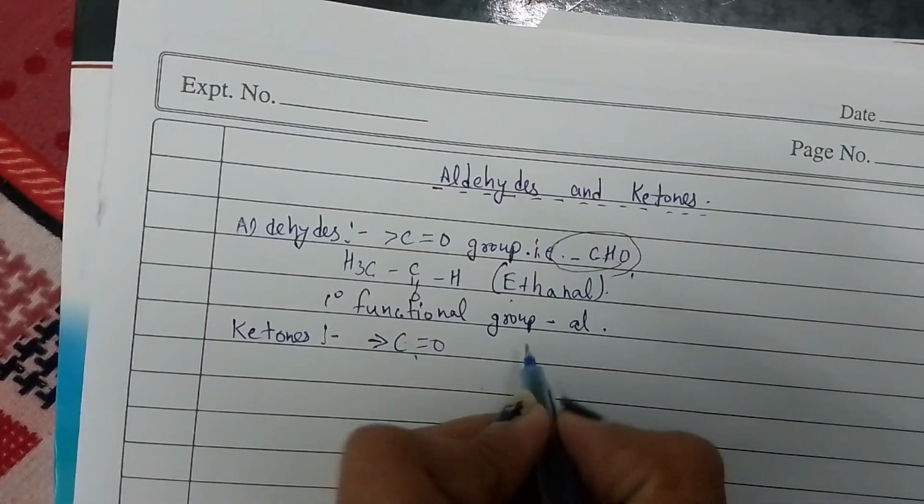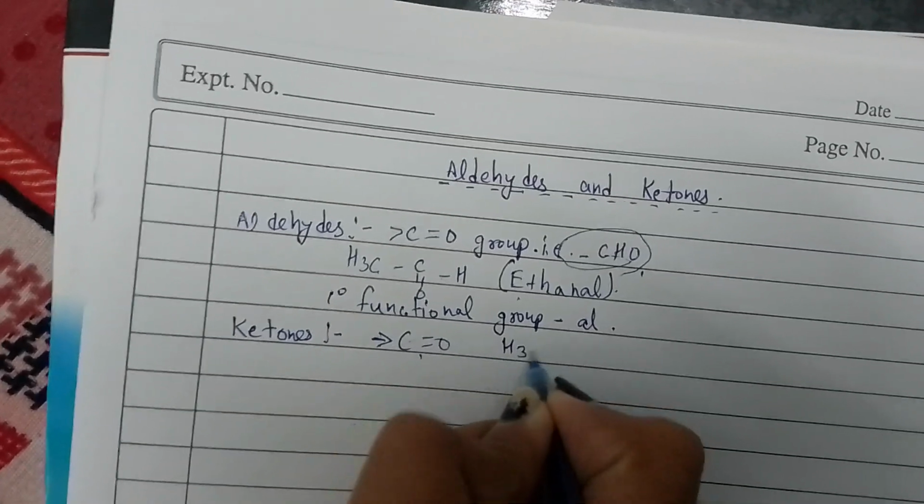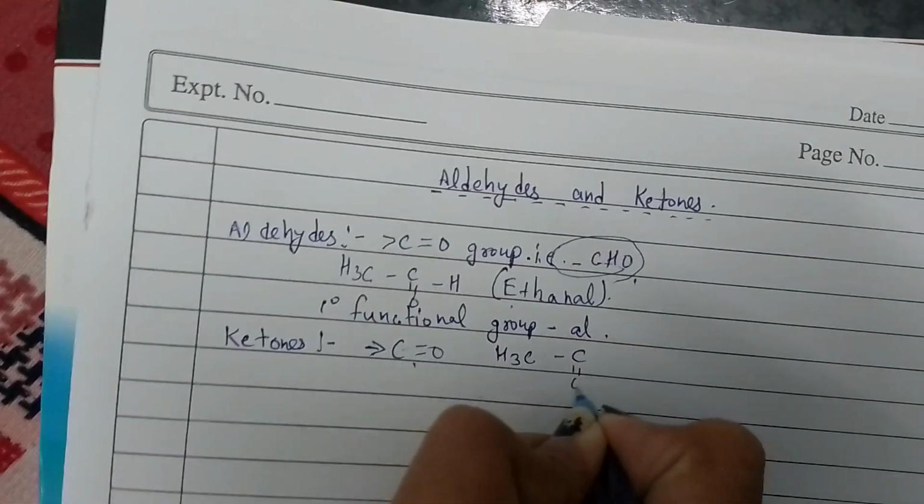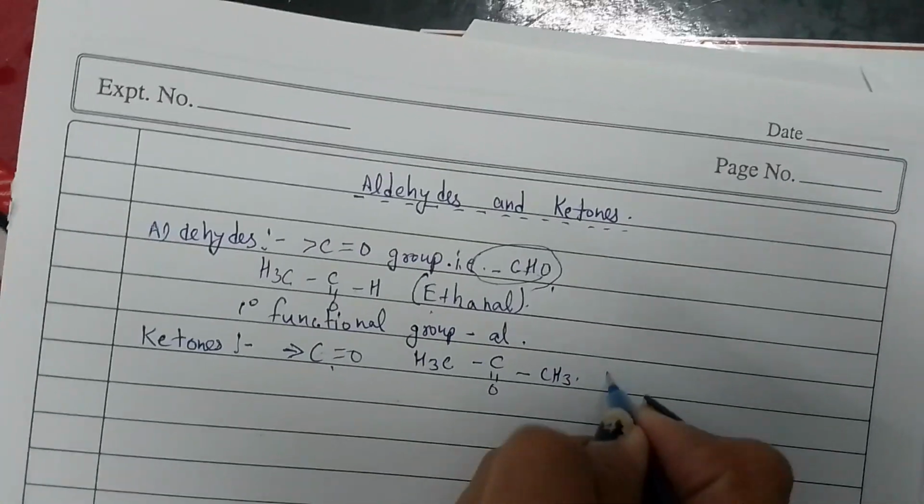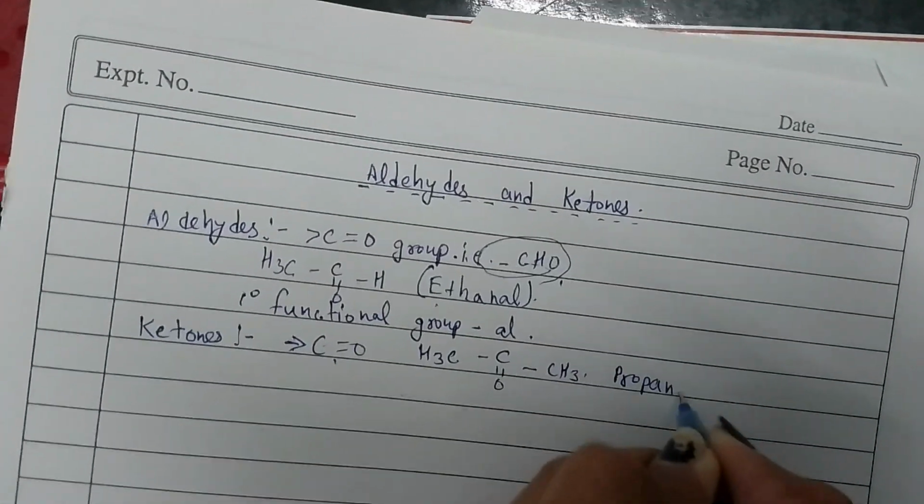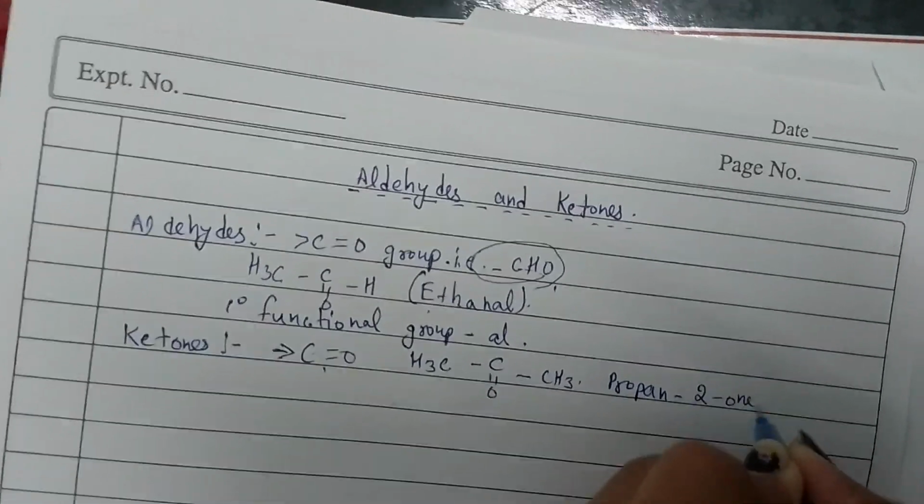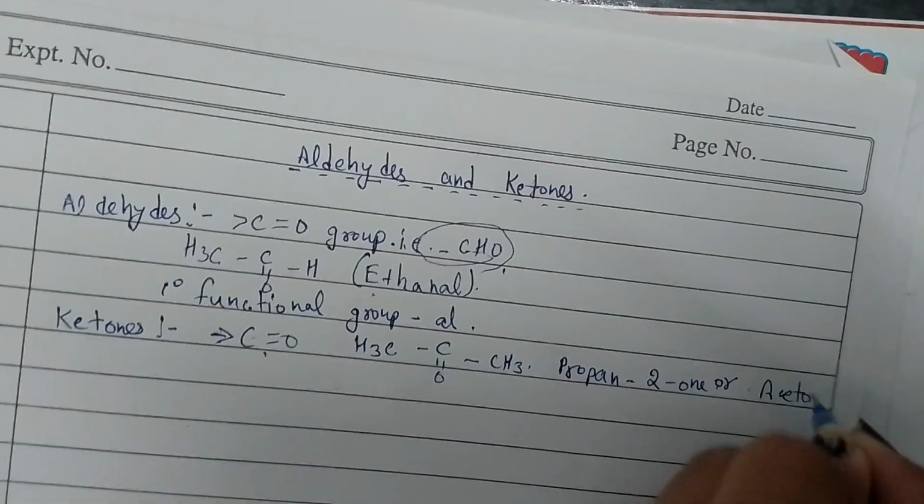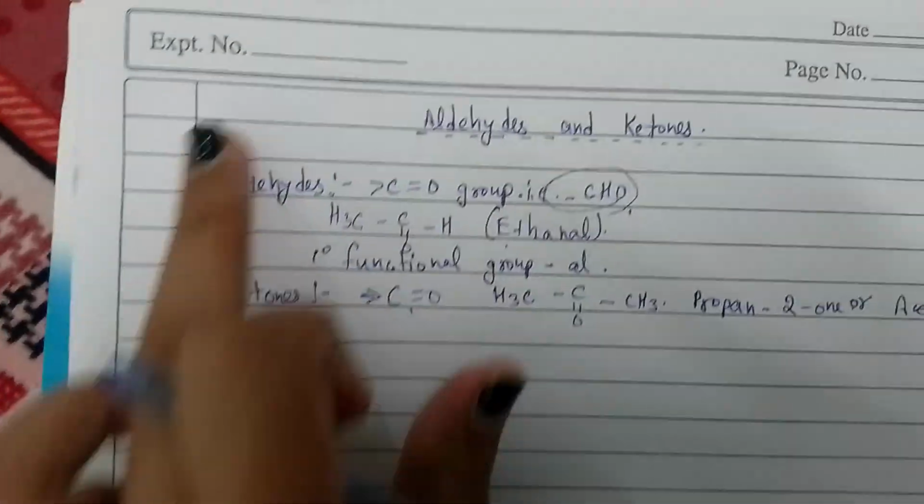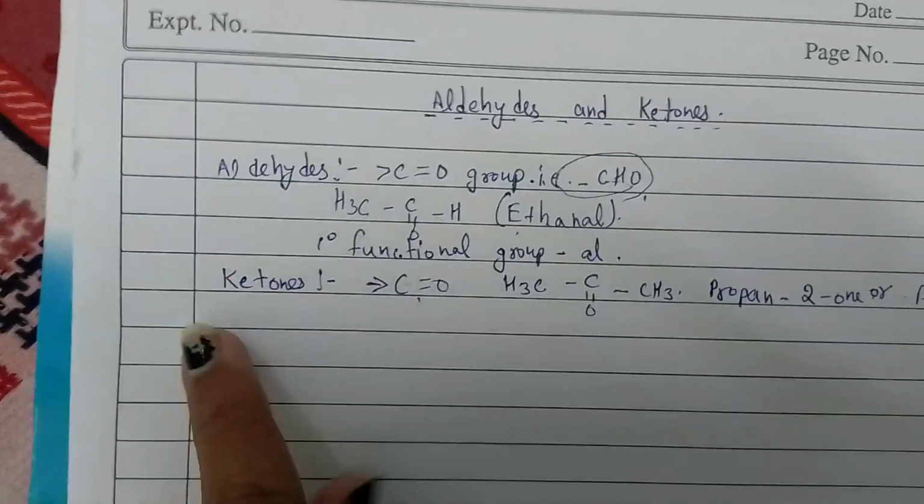For example, now we will see one example. CH3 C double bond O CH3. The name of this compound is propane 2-one, or we can also say acetone simply. After that we will see types of aldehyde and ketones.